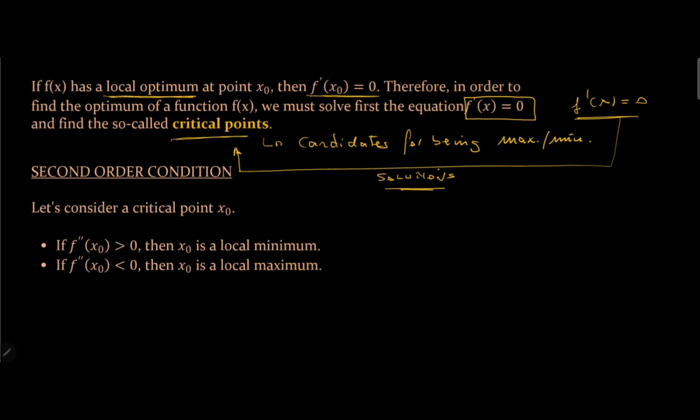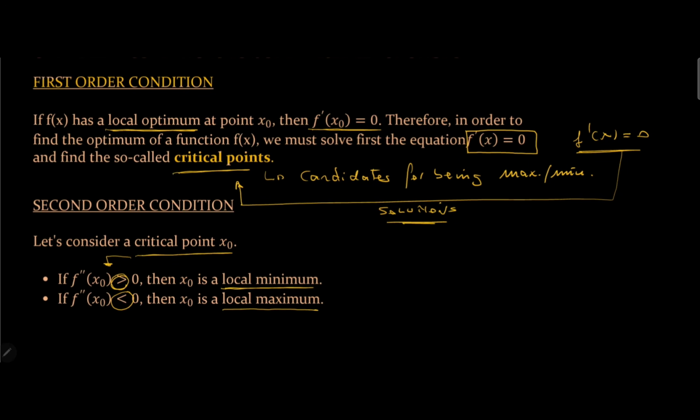The second order condition says that if we have a critical point and we substitute that critical point in the expression of the second order derivative, then if this results in a positive number, we have a local minimum. And if we get a negative number, then we have a local maximum. So the combination of the first order and the second order conditions allows us to find out those maximum or minimum points of the function.